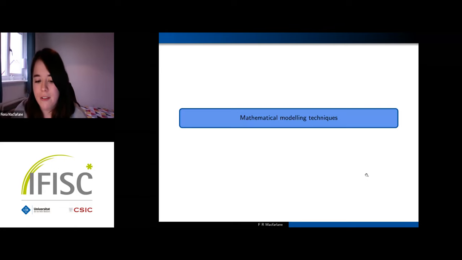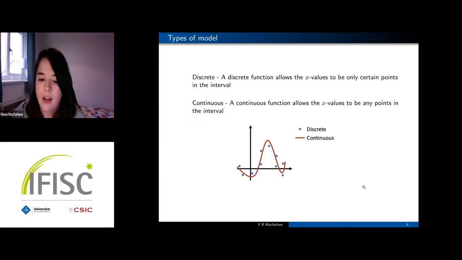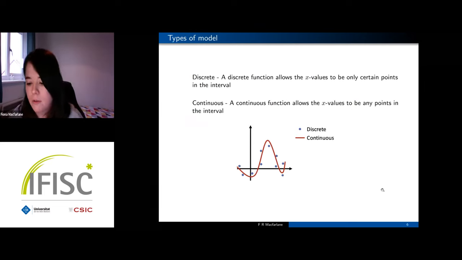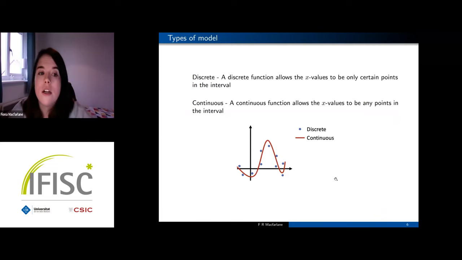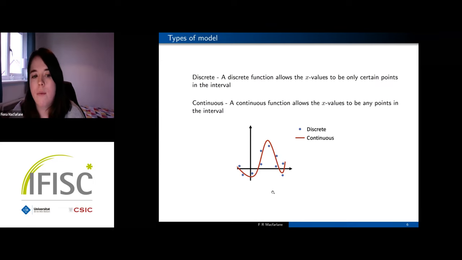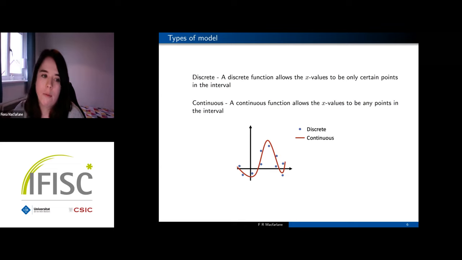So apologies if this is very basic for some people, but I just want to give an idea of what kinds of models we want to look at for this talk. So one thing we need to decide is if we want to look at a discrete model or a continuous model. So a discrete model is where we have information only at certain points, for example, on a spatial domain, whereas a continuous model or a continuous function allows us to look at the value at any point over a certain interval.